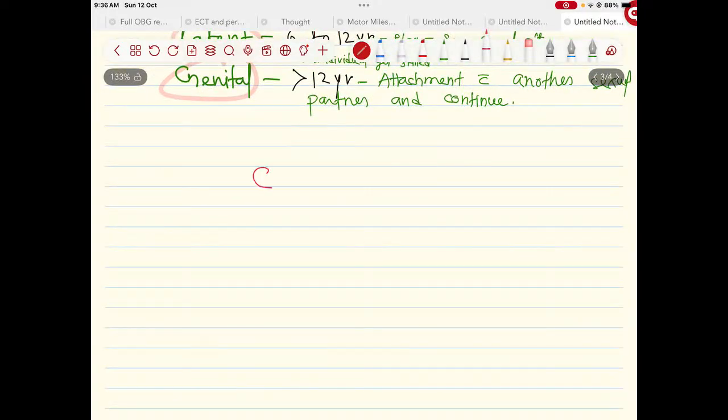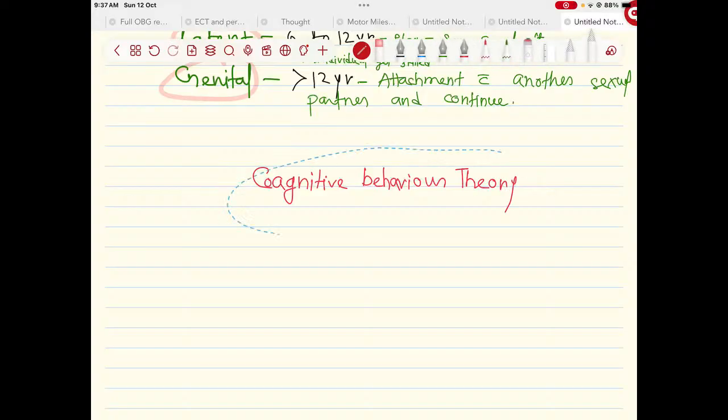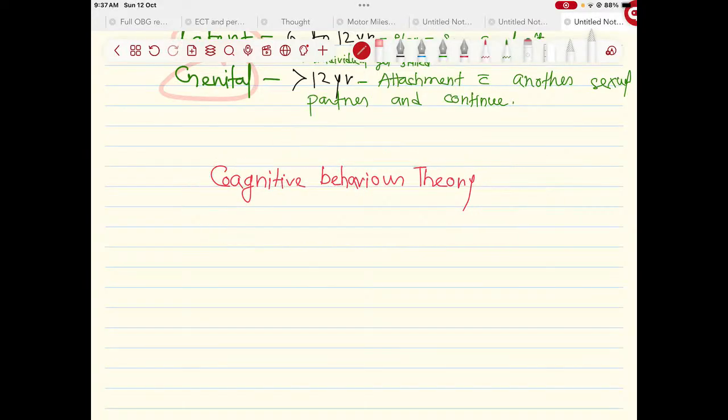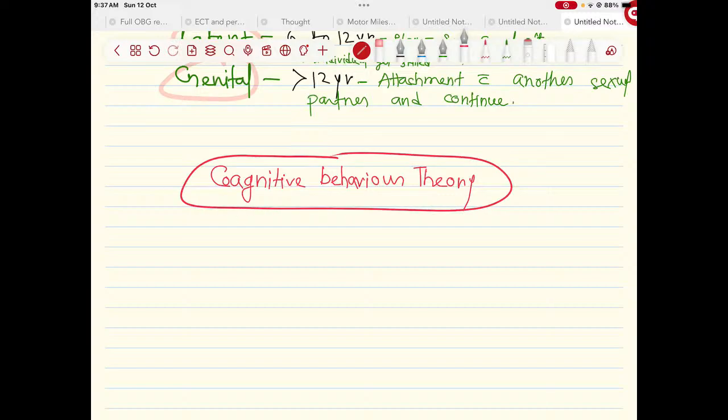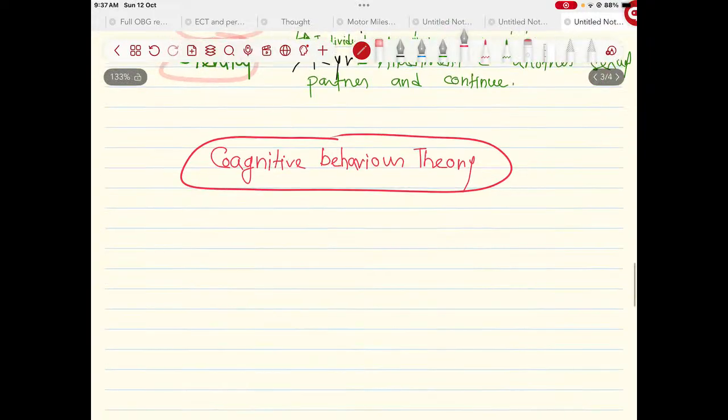cognitive behavior theory. So cognitive behavior, there are how many components? Who gave the first cognitive behavior theory? It was given by Jim Pierre. So there are 5 components.